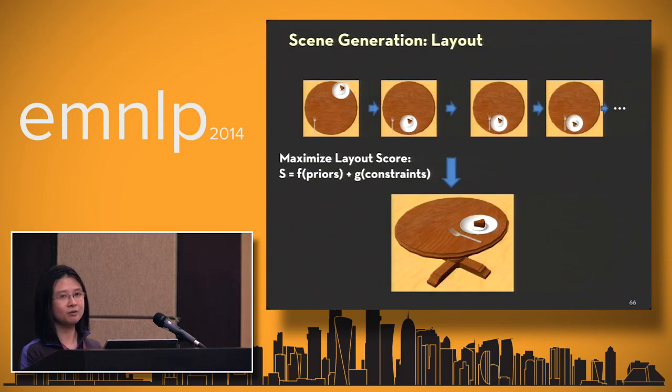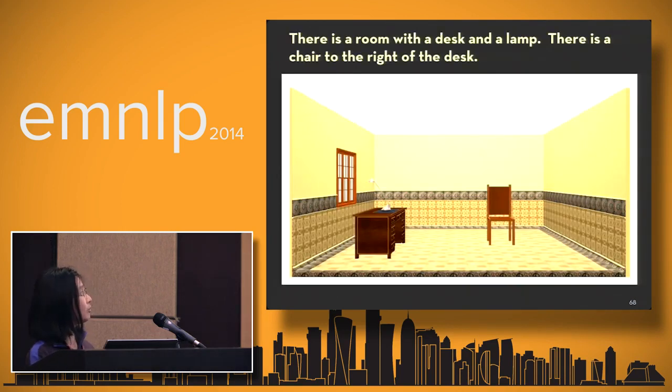And finally, we lay them out, arranging the objects so that it maximizes our layout score, which is basically a function of our priors on the relative position of objects and constraints. For instance, if something has to be to the left or right of something else. I'm not going to go into the details of this, but that's the general idea. I'll show you some example results.